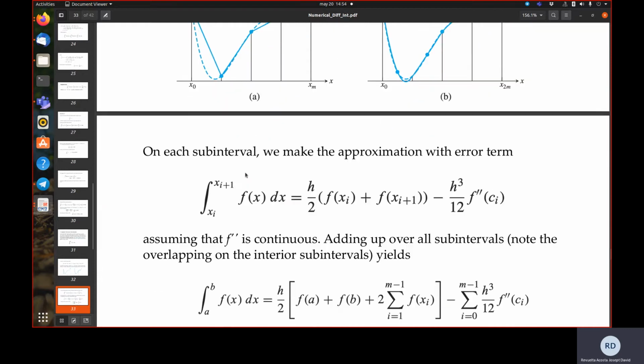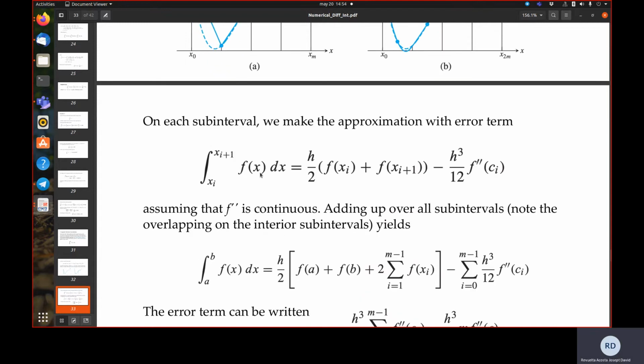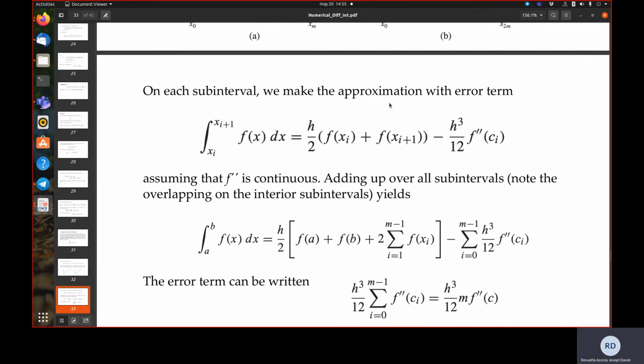Okay, so if we still keep our attention on the composite trapezoid rule, we can make the approximation with a term like this one. It's exactly the same thing that we used before: h divided by 2 times f(x i) plus f(x i plus 1), and then minus the error term. So it's exactly the same expression we used before. However, assuming that the second derivative is continuous, we have to add up all the intervals.